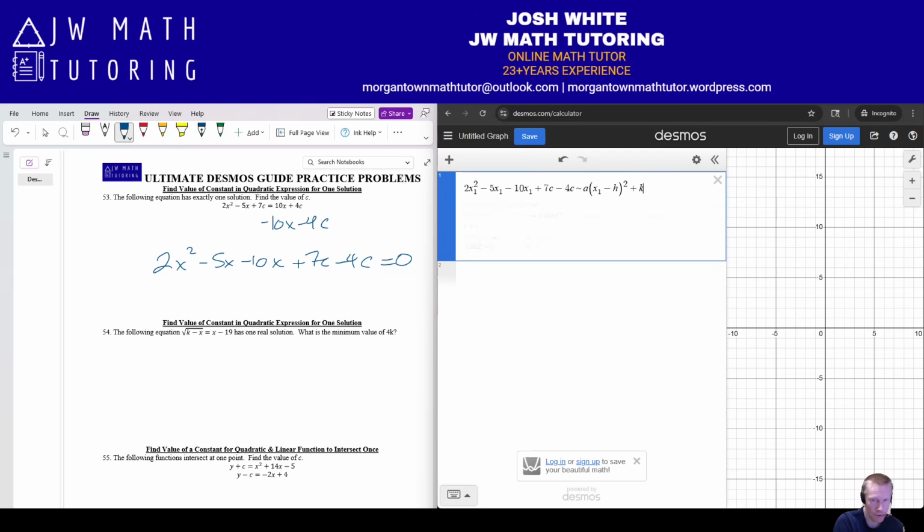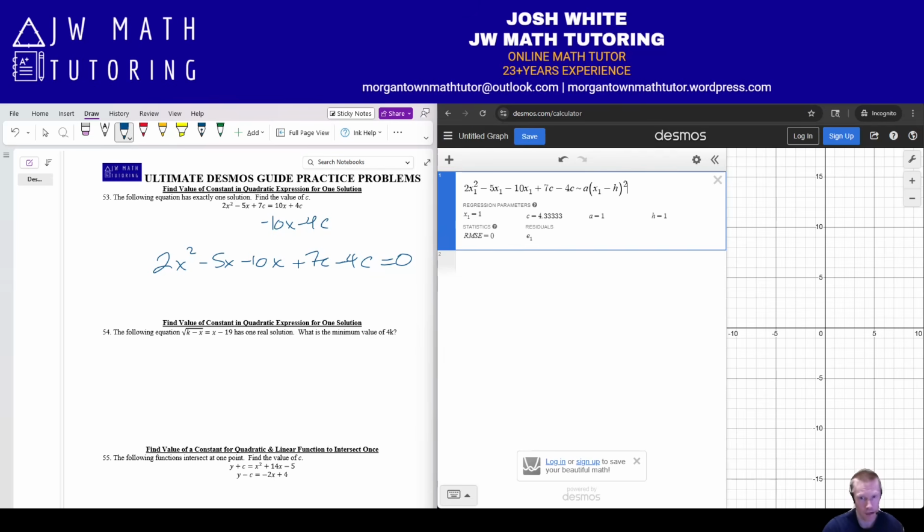Now, the vertex form would typically, again, look like this. However, I'm not going to do this because I want the k value to equal 0. So I'm just going to get rid of the plus k, essentially just telling Desmos to let the k value equal 0.